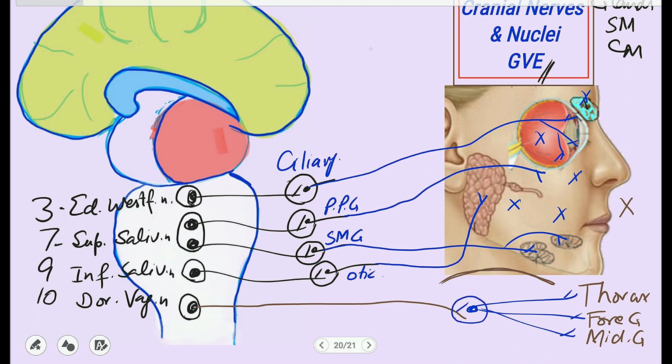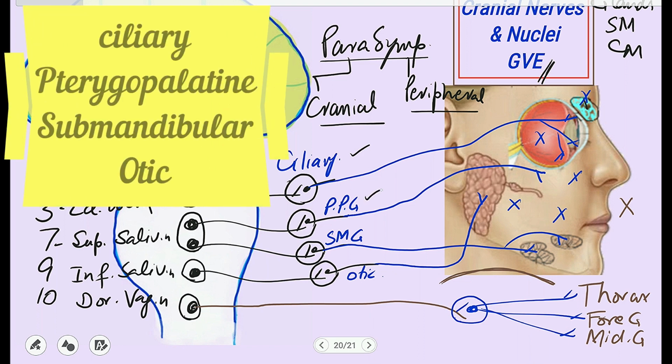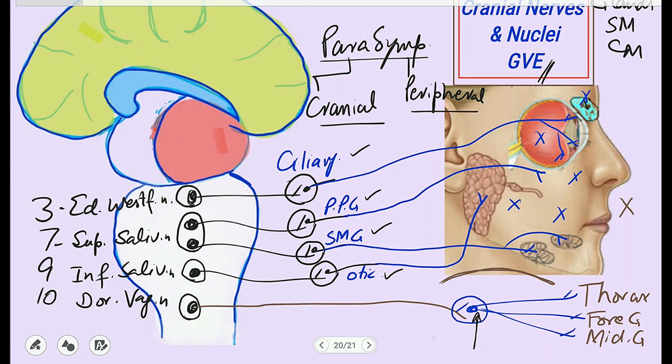Note down, all these ganglia are the parasympathetic ganglia, and we can categorize these into the cranial parasympathetic ganglia and the peripheral parasympathetic ganglia. Cranial parasympathetic ganglia can be numbered; there are four: ciliary ganglia, pterygopalatine ganglia, submandibular ganglia, and otic ganglia. While the peripheral parasympathetic ganglia are outside the cranial region and are related with the vagus nerve, and their number cannot be counted.